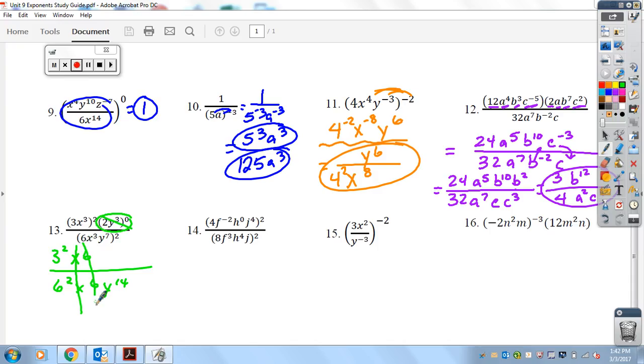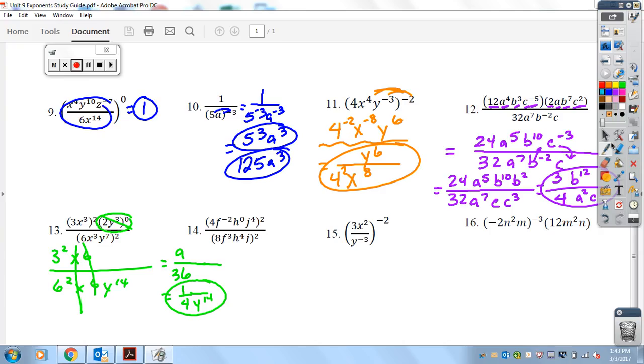3 squared, you could do it this way. 3 squared is 9, and 6 squared is 36. That obviously simplifies to 1/4, and then there are still y's in the bottom, y to the 14th. So 1 over 4y to the 14th. Do you need the 1? Yes, you do. Yes, you do need that 1.